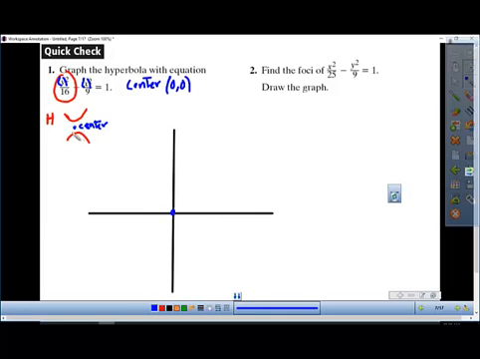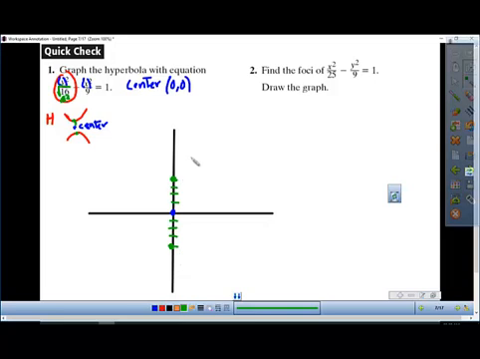That makes sense? Now, just real basic, to figure out where my vertices are, I'm going to look at what's underneath the y and take the square root of that. That's going to be my a in this case. The square root of 16 is 4, so I'm going to go up 4. 1, 2, 3, 4. Boom, that's where my vertex is. Down here, 4. 1, 2, 3, 4, vertex.